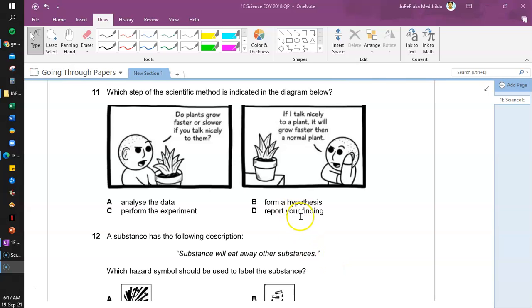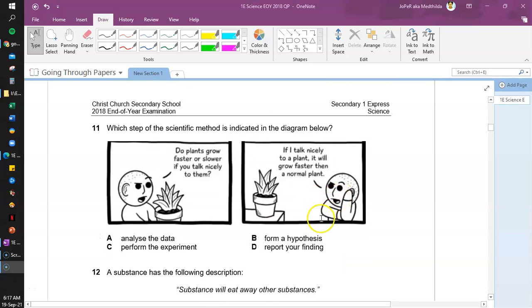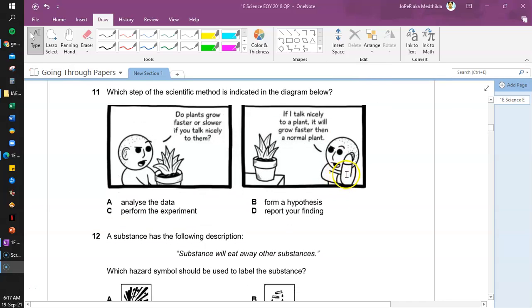Okay, so this is the Sec 1 end of the year, 1 Express 2018 paper. This was question 11 onwards on the chemistry segment. So let's start. Which step of the scientific process is indicated on the diagram below?